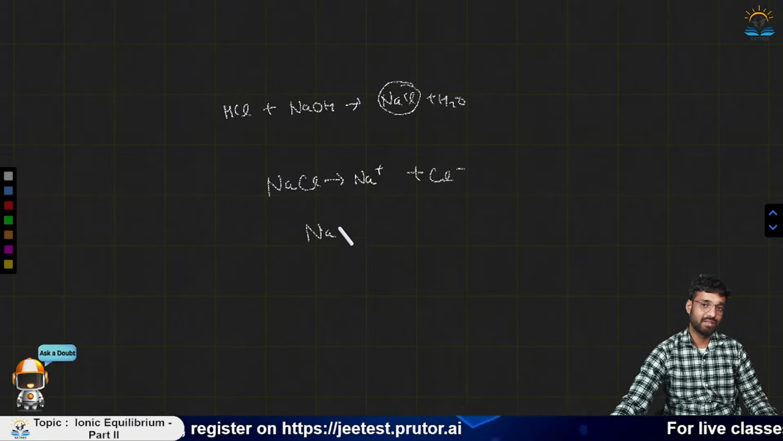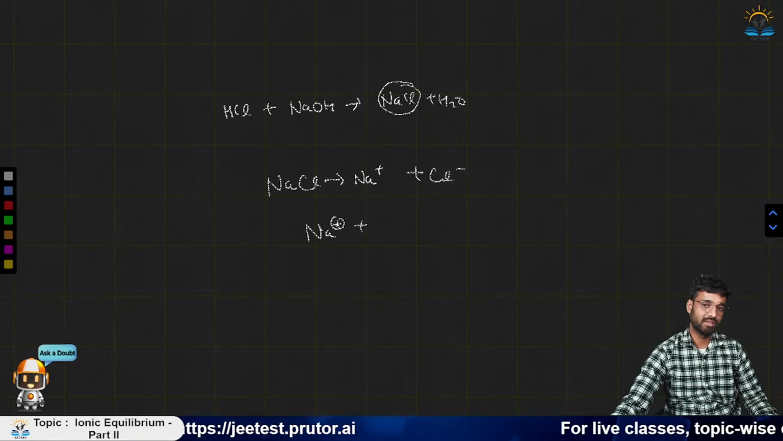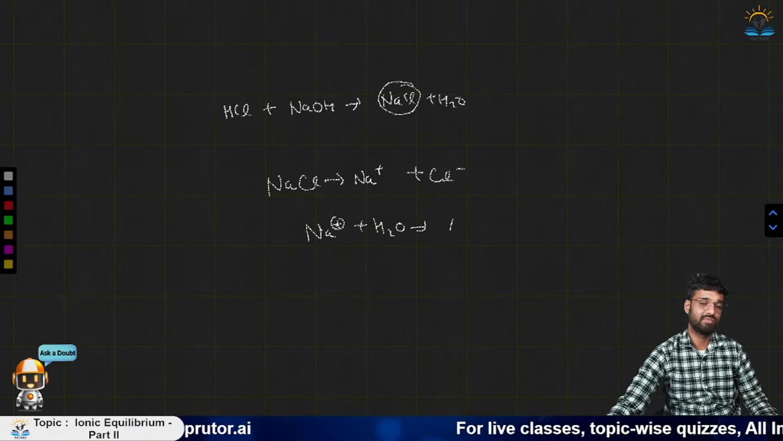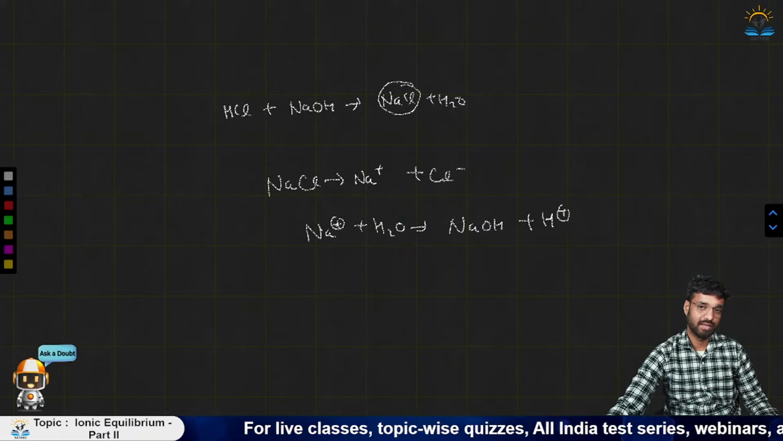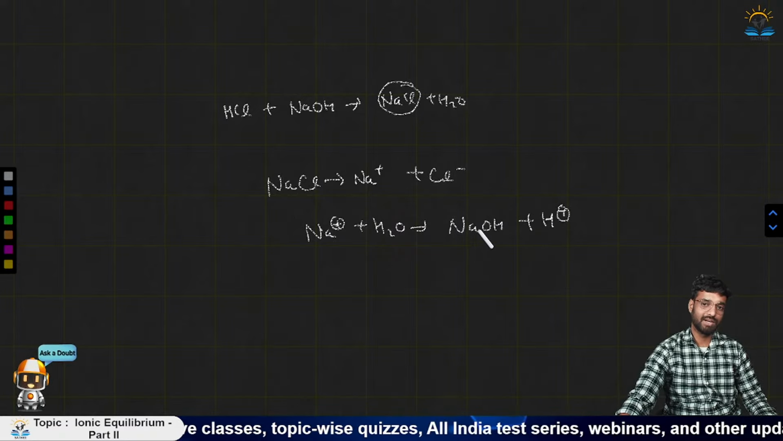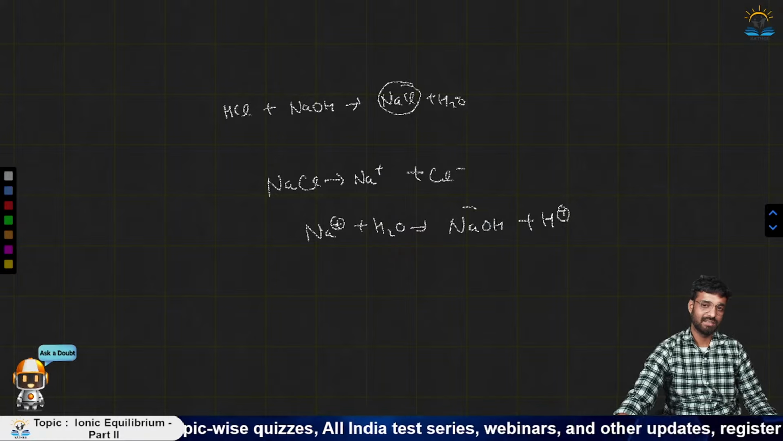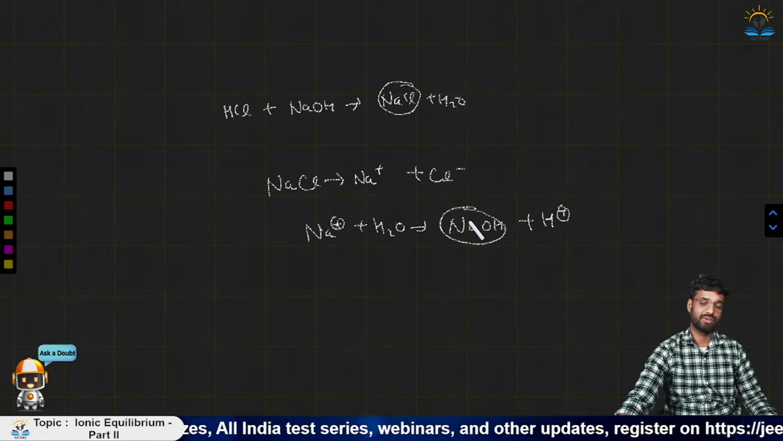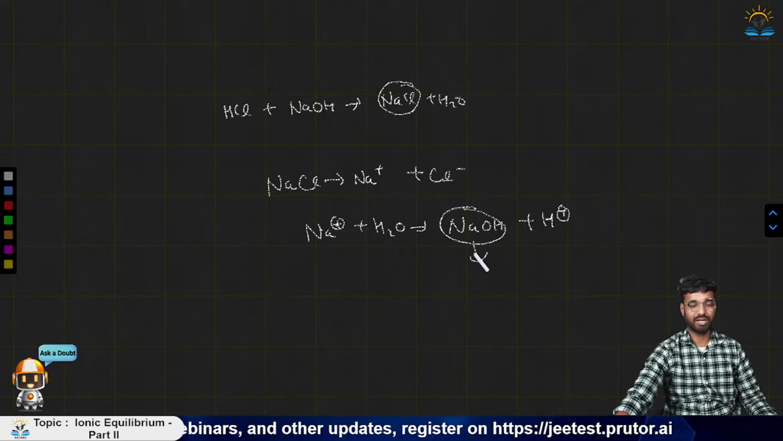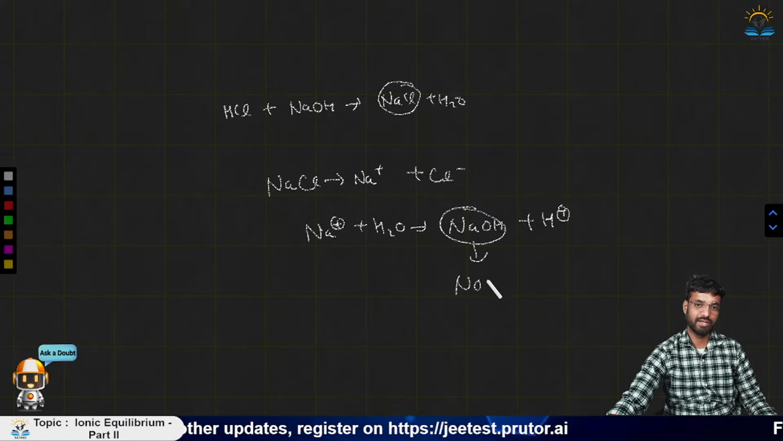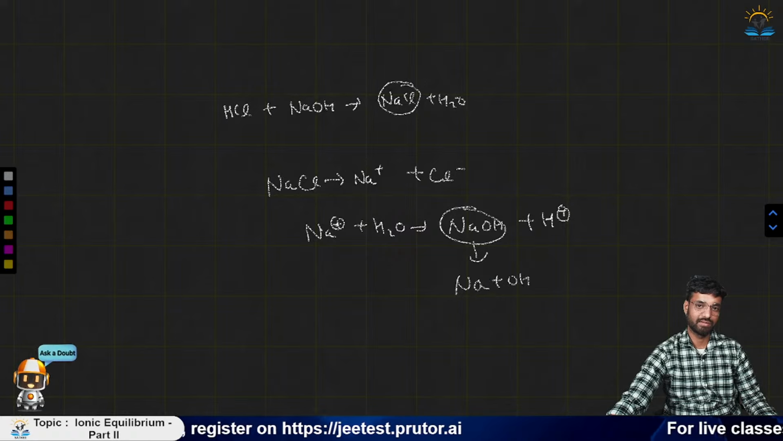Now this Na plus, suppose it undergoes hydrolysis, it reacts with water. What will it form? It will form NaOH plus H plus ion. Now if you look at this, it is quite simple that this NaOH is a strong electrolyte. Why? Because it is a strong base. Now it will again quickly dissociate into Na plus and OH minus.